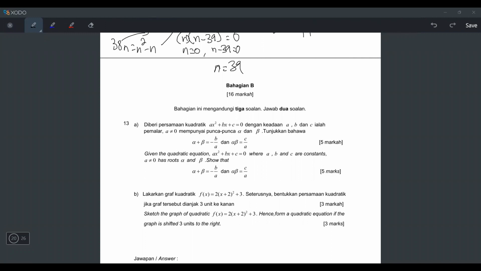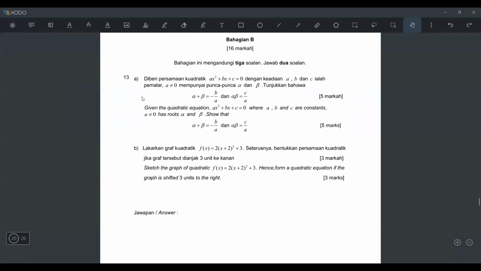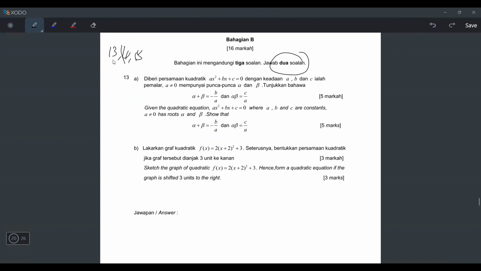Okay, let's move on to section B. In section B, there's 3 questions, but you only need to answer 2 questions. You only need to choose 2. So 13, 14, and 15, you only choose 2 questions. But I will do all of it. But in exam, you don't do all of it. Unless you are already very confident and you have extra time, then only you do the extra one. But since we are doing revision, I will do all of it.